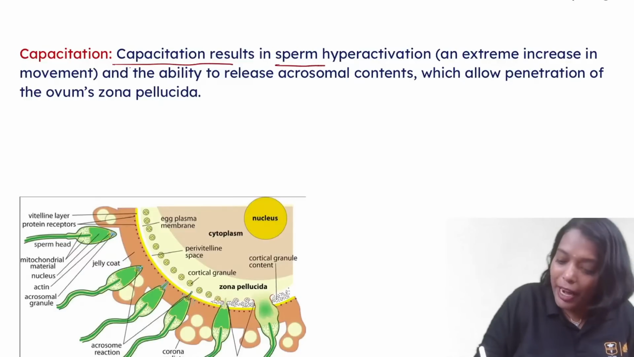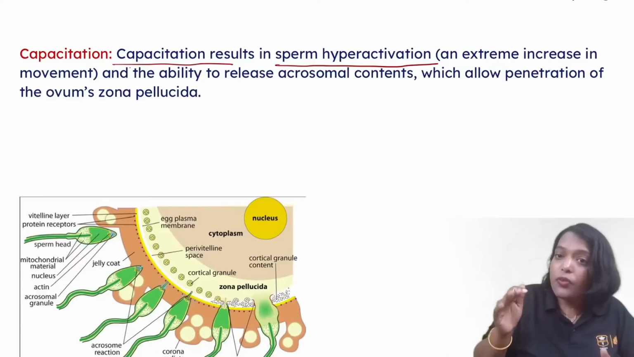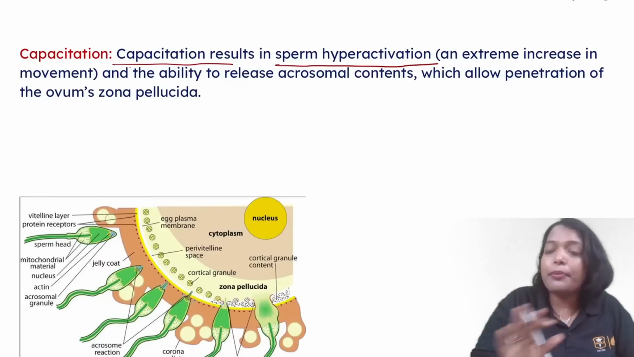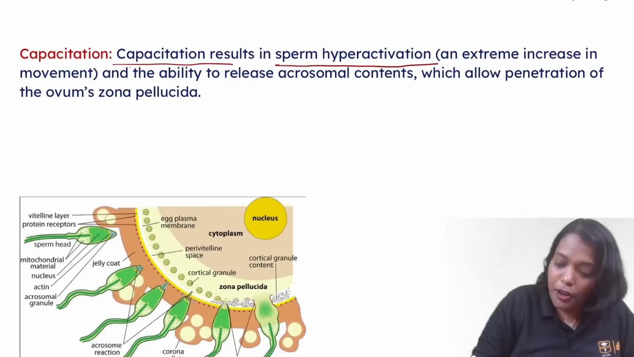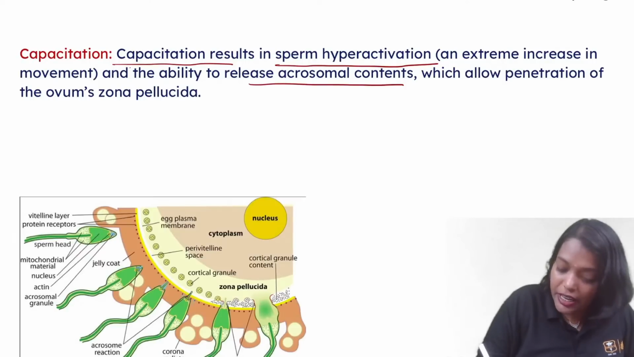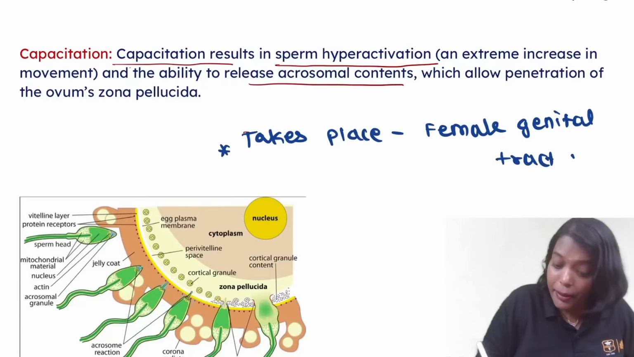Capacitation is sperm hyperactivation, and it also attains the ability to penetrate the ovum. So there will be acrosomal contents which form so that they can penetrate the ovum. That part is called capacitation. Just remember till here, capacitation. Once we finish oogenesis, there are two more things which I'll teach you. So capacitation results in sperm hyperactivation and the ability to release acrosomal contents. Where does this capacitation take place? Capacitation takes place in the female genital tract. What is the time taken for capacitation? Time taken for capacitation is 5 to 8 hours.